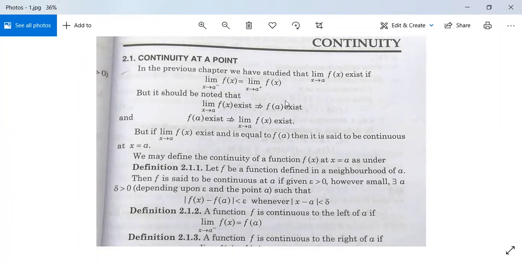Yes sir. Okay. Now see, what is continuity at a point? First, see that limit f(x) exists as x extends to a, if limit f(x) as x approaches a minus is equal to limit f(x) as x approaches a plus, meaning left hand limit is equal to right hand limit, then we will say that the limit exists. But it should be noted that limit f(x) exists as x extends to a does not imply f(a) exists, and f(a) exists does not imply limit f(x) exists.